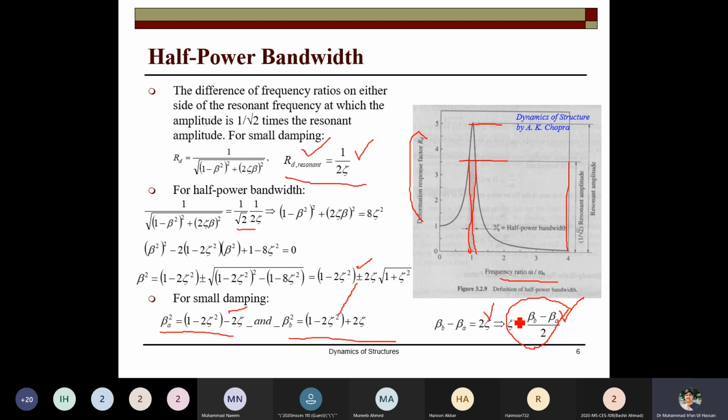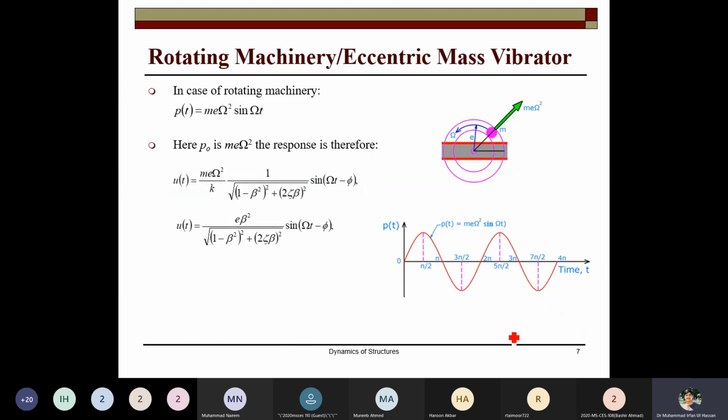This formula is proved by this analogy, that if at resonance, you resonance पे आप plot करें and take the 1/2 अंडर रूट of that resonant frequency, और उस point पे जो frequencies दोनों आएंगी उनका difference divided by 2, you can get the value of the damping ratio. In case of the rotating machinery, जो force होगी, that will be slightly different.